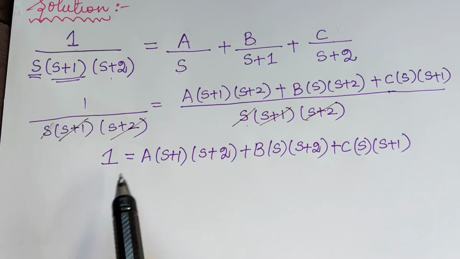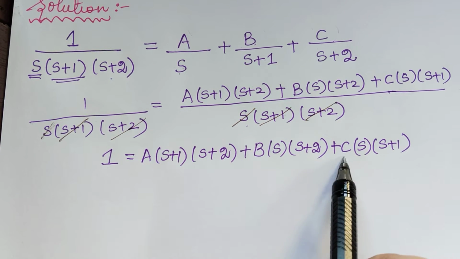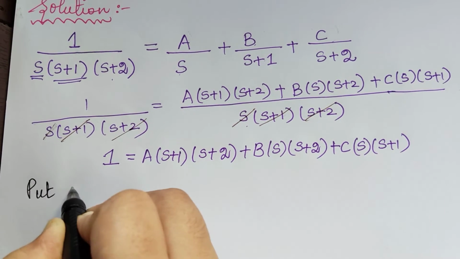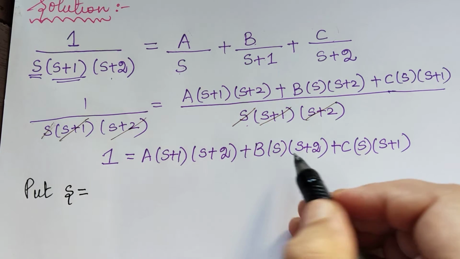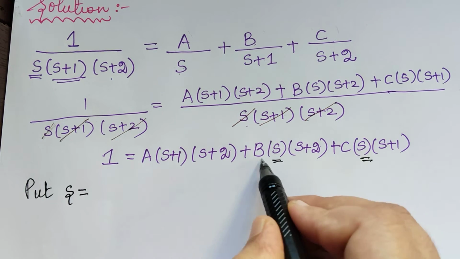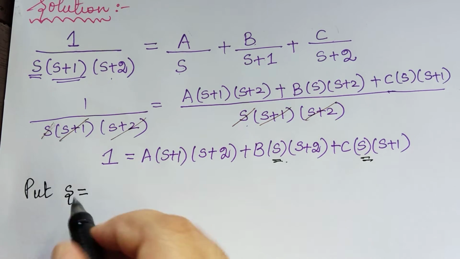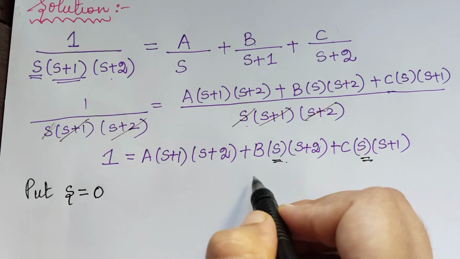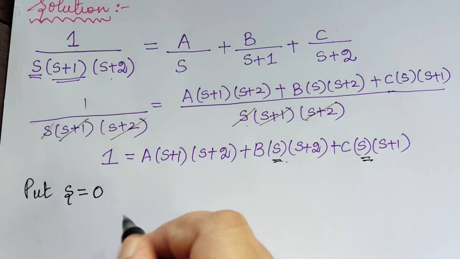Now in order to evaluate the values of A, B and C, we first put S equal to 0. If we choose S to be 0, these terms will become 0 since they are multiplied with S. So we put S equal to 0 so that we get the value of A when these two terms become 0.